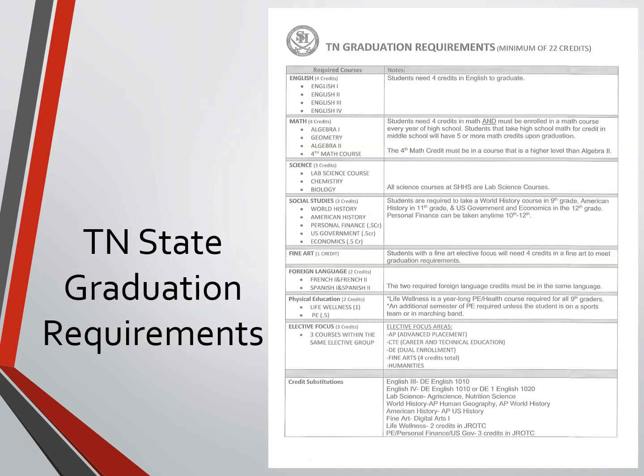In your registration packet, you will see this page that lists the classes needed to get a high school diploma in Tennessee. When you go to pick your classes, keep in mind that you have to have these 22 credits to graduate. On the back of this page, there is a graduation plan worksheet you can use to lay out the courses you want to take in order to graduate.